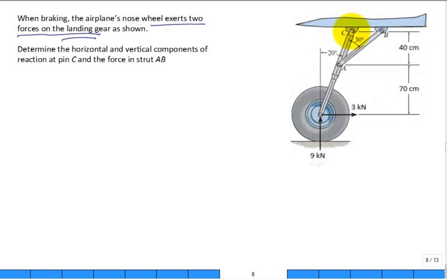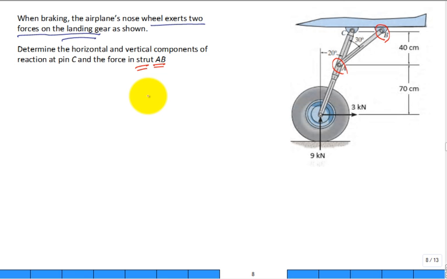Well, we go look. There's C, and it's pinned right there at C. Hopefully that's obvious. And the force in the strut AB. Okay, so here is location A, here is location B. They call this member a strut, S-T-R-U-T. All right, what's interesting or particular about a strut?